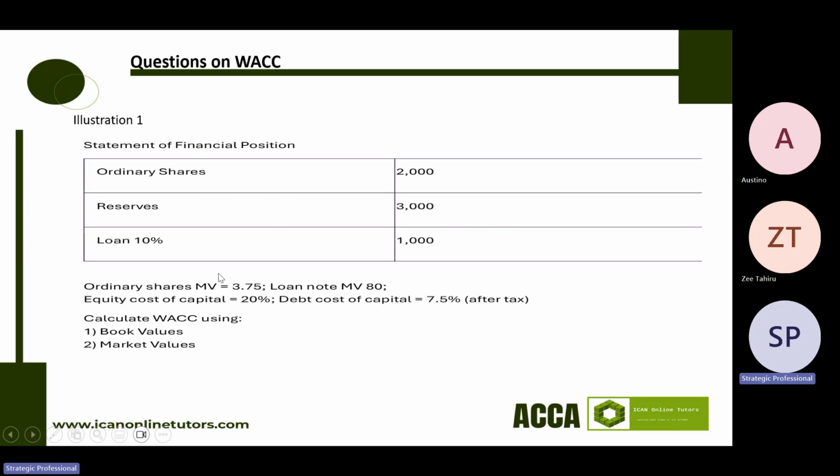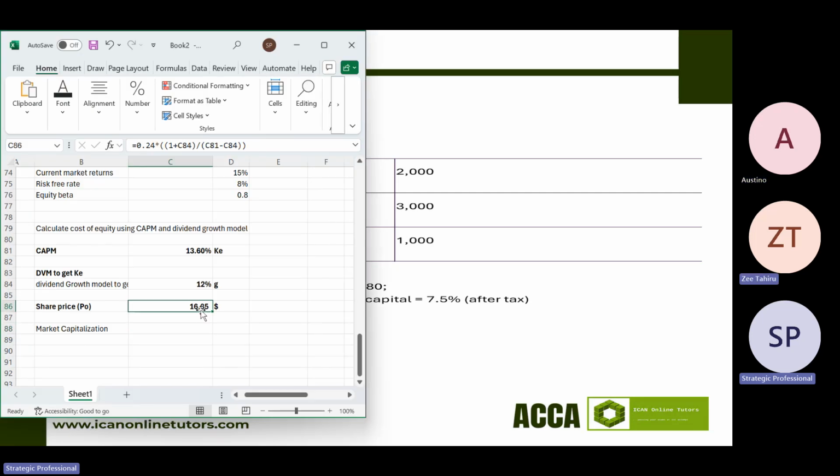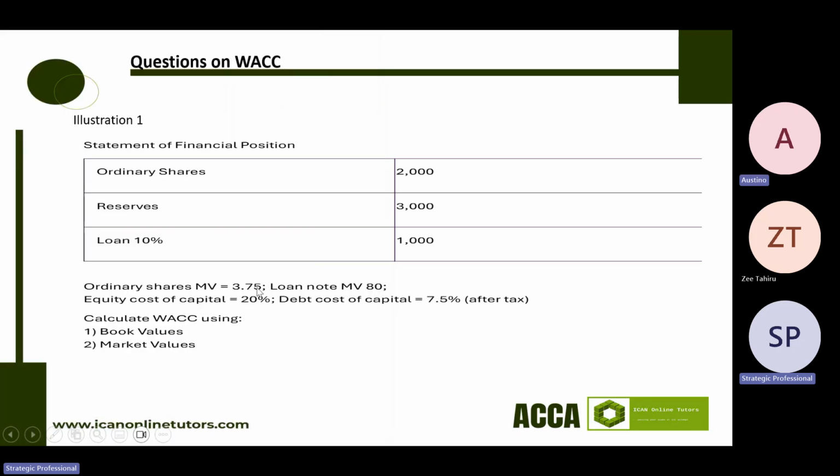Now, this 16.85 we just got, that we went through all this long journey to get, this is what was given in the question as 3.75. Are you following? Is this what we got? So you can see that at advanced level, they can give you a question like this. They would have given you everything, it's just for you to plug and play to calculate WACC.